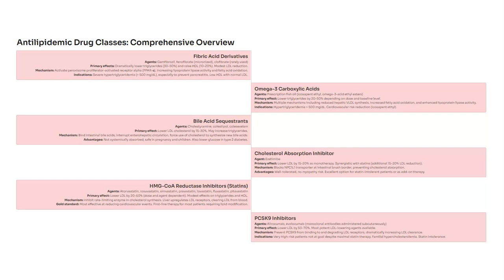Bile acid sequestrants like cholestyramine. The primary effect is to lower LDL cholesterol by about 15 to 30%, and it might increase triglycerides. Some of the advantages of your bile acid sequestrants: they're not systemically absorbed, safe in pregnancy and in children, and lower glucose in type 2 diabetes. So bile acid sequestrants, that sounds really good, right? They lower the LDL, safe for pregnant women, safe for children, and might even lower glucose in diabetics.